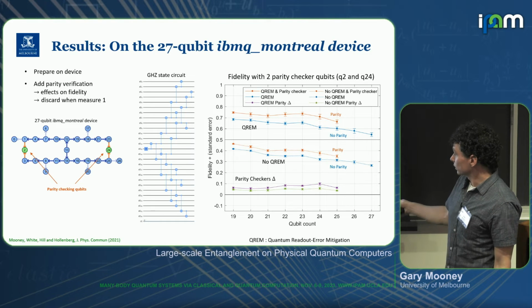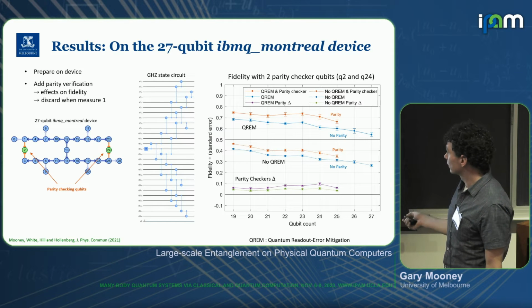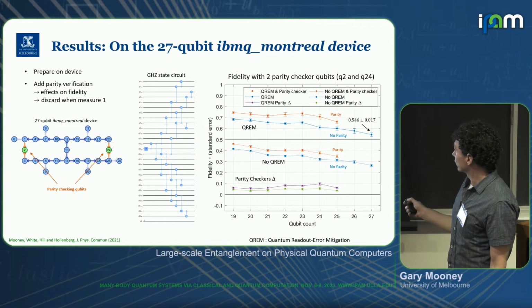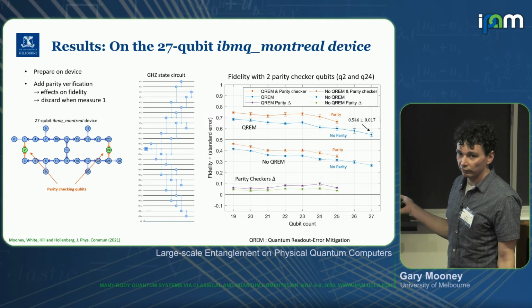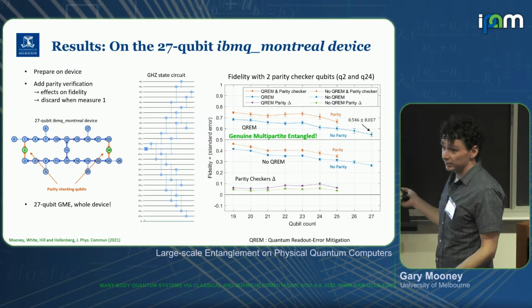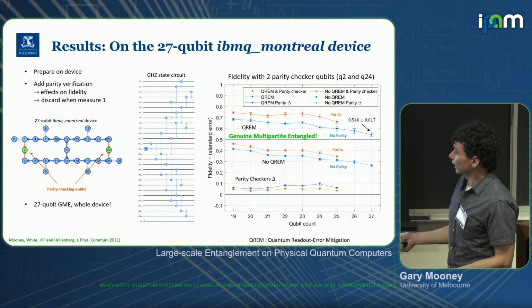And this is just the delta of what the parity checkers made to the fidelities. And so you can see that it has improved, but only by a little bit. And because the fidelity is larger than 0.5 within error, that implies that the full state is genuine multipartite entangled. And the whole device is as well.